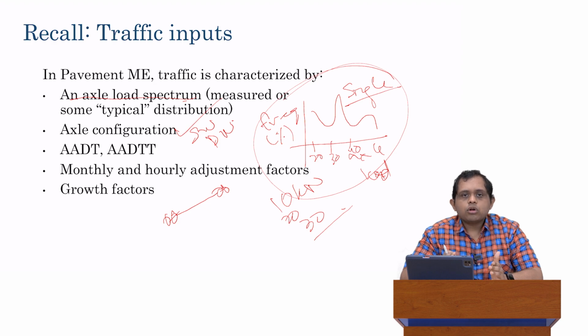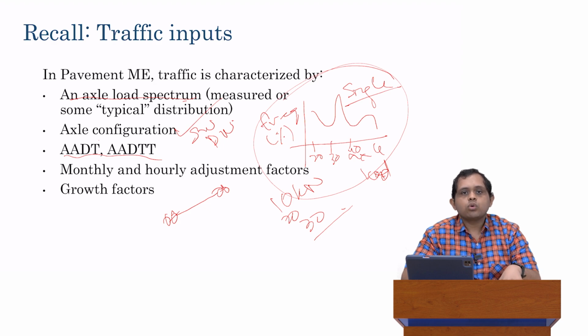We also need to know what is the total number of vehicles that we are going to be analyzing for over the entire design life. For that, we need two values: ADT, annual average daily traffic. That is essentially the total number of vehicles, all vehicles, that are expected on a road during a day.